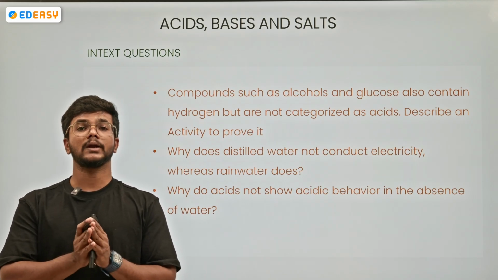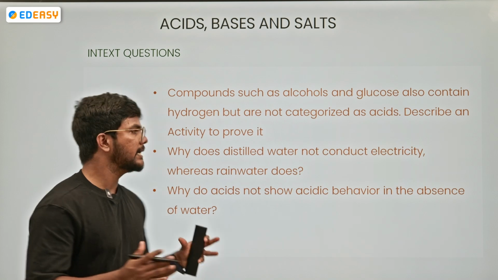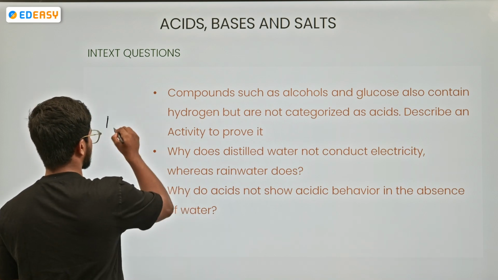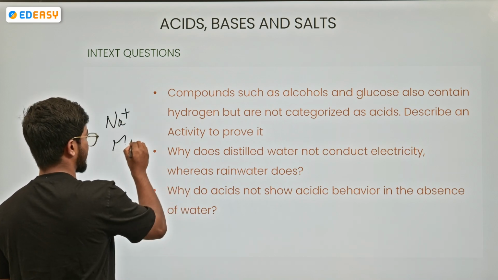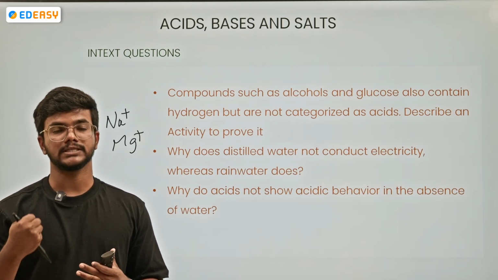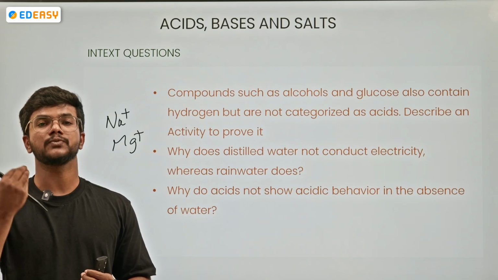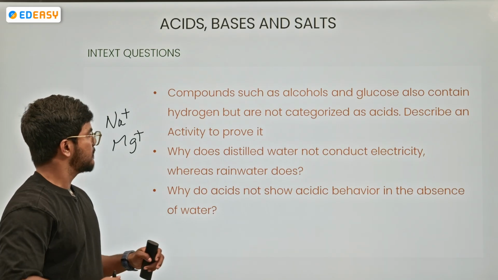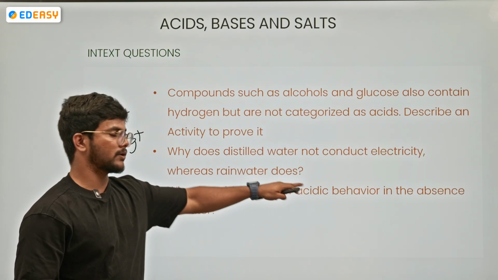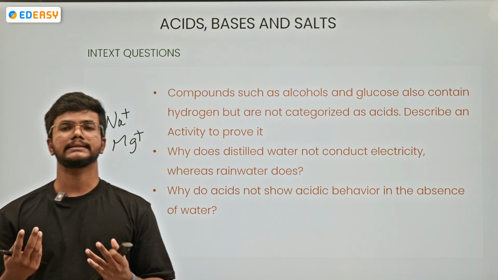Distilled water is also called deionized water. So it won't contain ions like metal ions, Na plus, sodium, or Mg 2 plus, magnesium. So that is why it won't conduct electricity. Whereas rainwater contains ions, heavy metals. That is why it can conduct electricity.